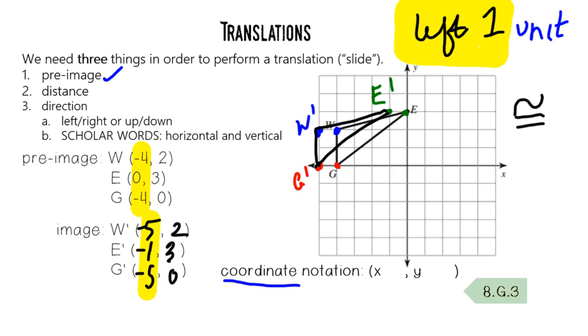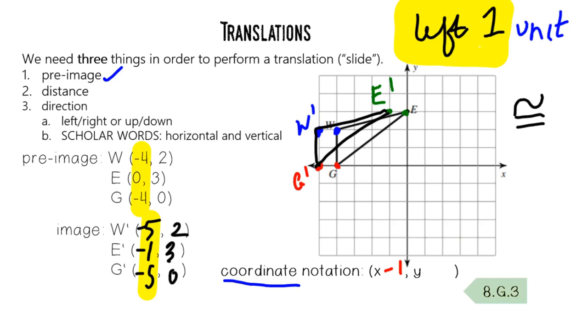Left 1 unit. So I noticed that the numbers have changed by 1, but they have not increased by 1. They have decreased by 1, and that's super important. That goes back to the notes that we made on that very first page, that moving to the left, that's a negative direction. My x values are being subtracted, losing 1 unit. Negative 4 minus 1 is negative 5. 0 minus 1 is negative 1. And negative 4 minus 1 lands me at negative 5.